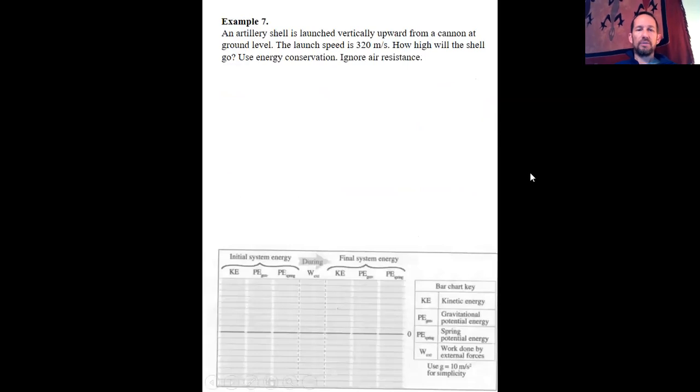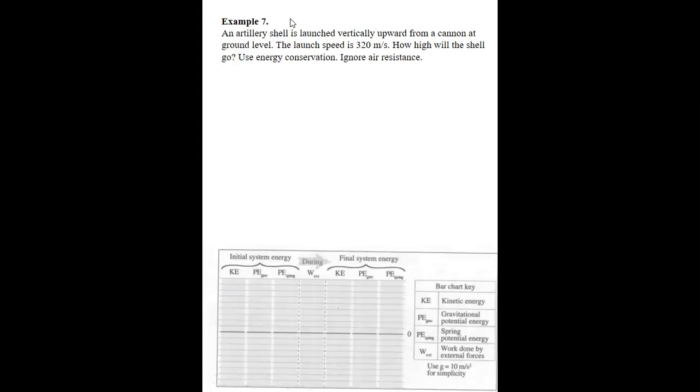All right. Example 7. An artillery shell is launched vertically upward from a cannon at ground level. Launch speed is 320 meters per second. How high will the shell go? You're going to use the conservation of energy. There are other ways to do this. It is quite possible to do this with kinematics, but that's not how we're going to do it here. I'm going to turn off the video, grab my pen here, and we're going to get started on this.